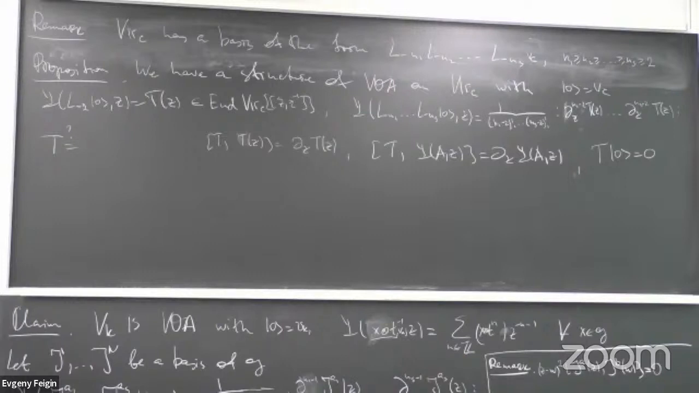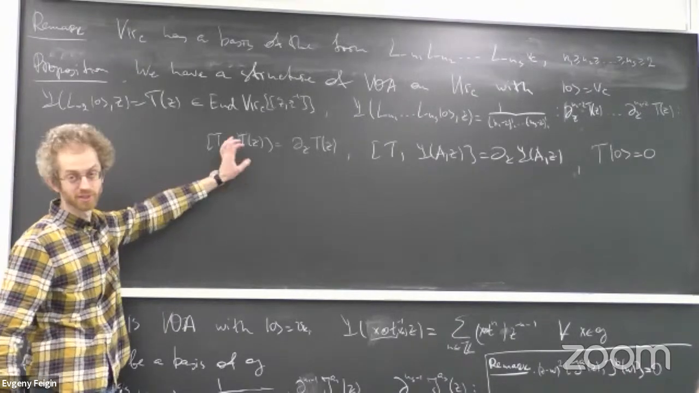Between L minus 1 and L1, we should take L1. I'm sorry, both are fine, yes? Actually, it's important to think that both L1 and L minus 1 act trivially on the vacuum. So we have to look here. So what is the correct one? It seems to be L minus 1.